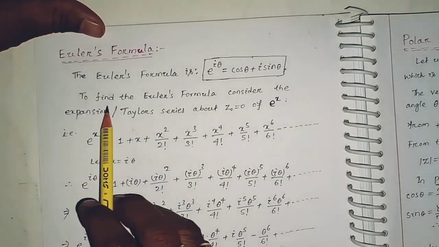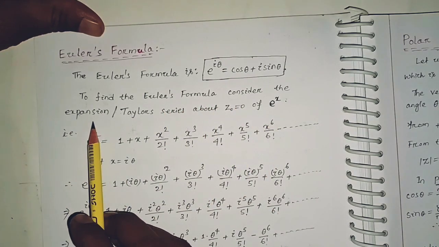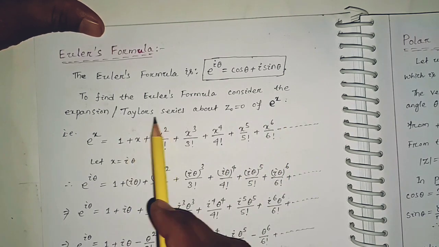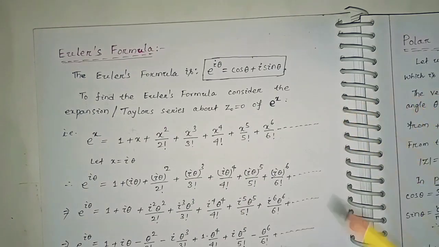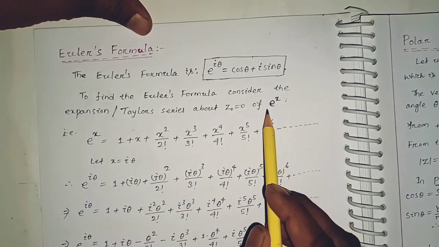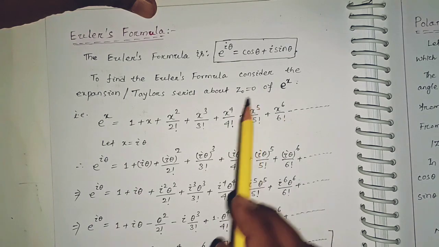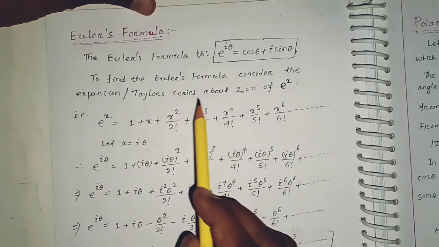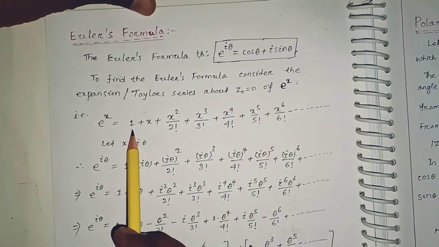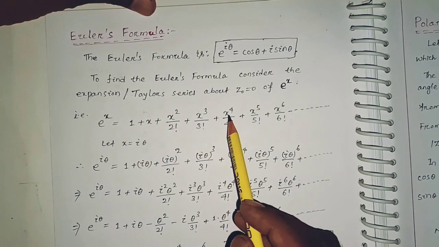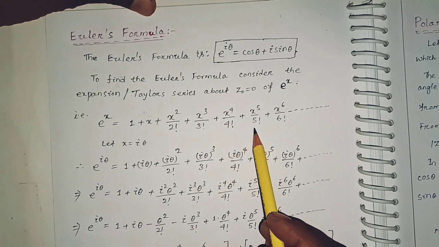To find Euler's formula, consider the expansion or Taylor series about z0 equal to 0 of e to the x. About the Taylor series, we will discuss in our forthcoming lectures. Here we are going to use the Taylor series of e to the x about z0 equal to 0, which is nothing but 1 plus x plus x square by 2 factorial plus x cube by 3 factorial plus x to the 4 by 4 factorial plus x to the 5 by 5 factorial and so on.